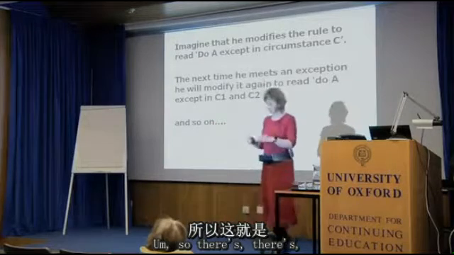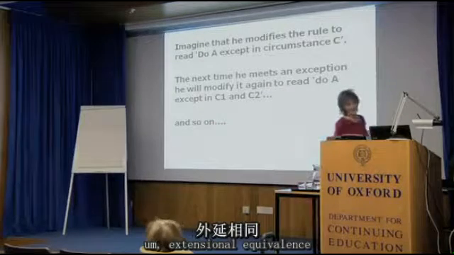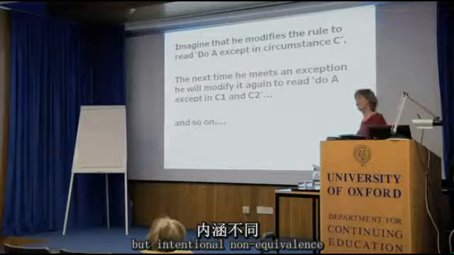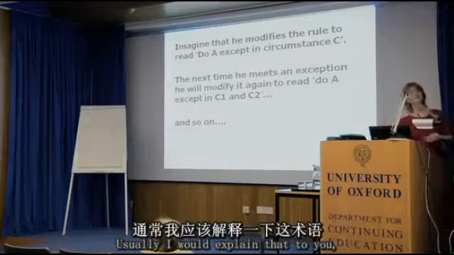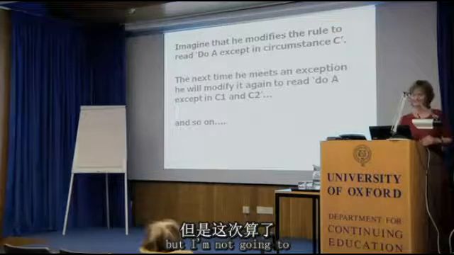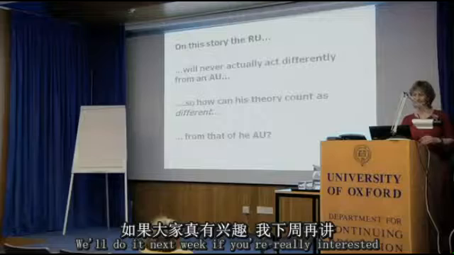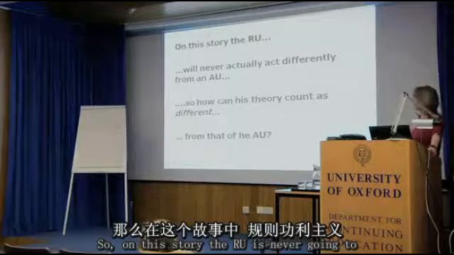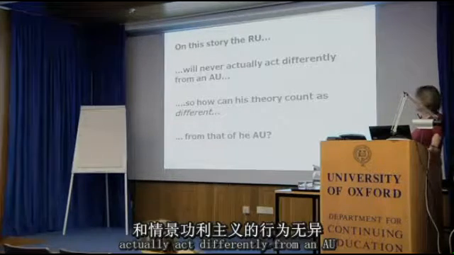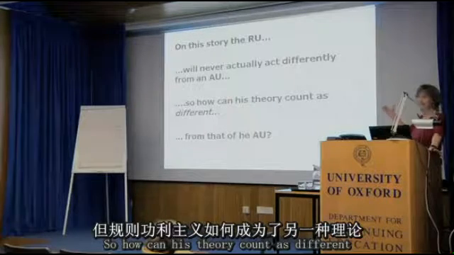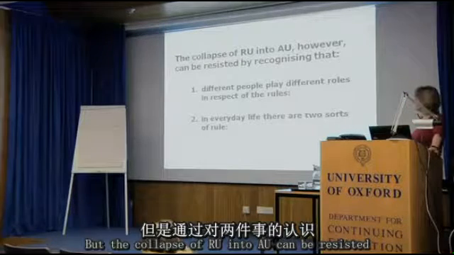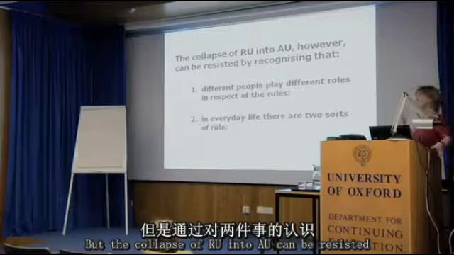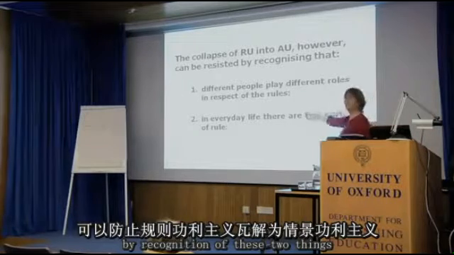So they're extensional equivalents, but intensional non-equivalents, for those of you who know the jargon. Usually I would explain that to you, but I'm not going to. We'll do it next week if you're really interested. So on this story, the rule utilitarian is never going to actually act differently from an act utilitarian. So how can his theory count as different? It can't, really. But the collapse of rule utilitarianism into act utilitarianism can be resisted by recognition of these two things.